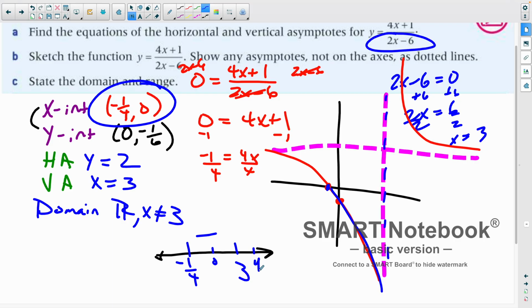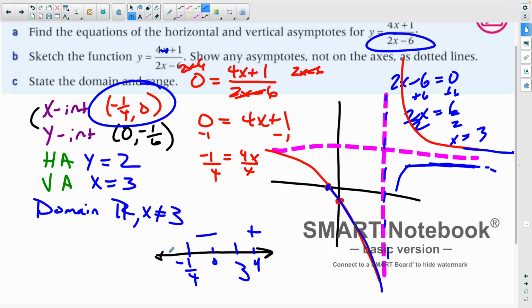I would go here. Pick 4. I'm going to plug in a 4. So if I plug in 4, that's going to give me a positive on top. That's going to give me 8 minus 6, which is positive on bottom. So positive over positive is positive. So this has to be above the x-axis. Some of you might be going, well, isn't this above the x-axis if I put it there? Well, where's that line going to go? So I don't want it there. It is going to run the horizontal asymptote, but it's got to be up here to make it work, right?